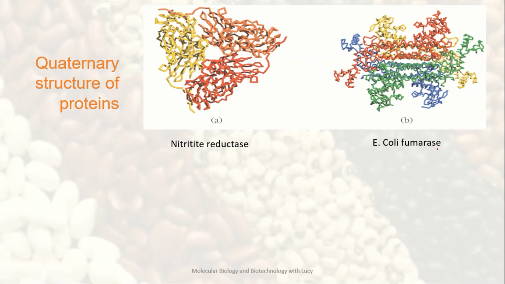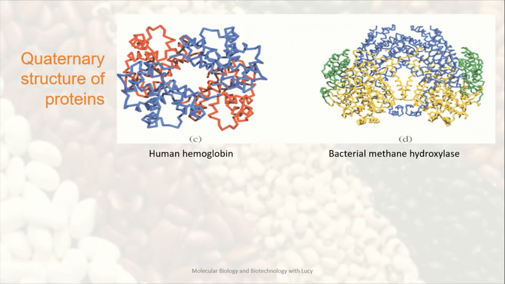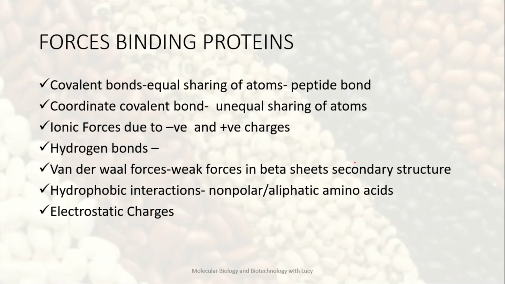Here we have the E. coli fumarase. We can see many different subunits in different colors: the first one, the second one, the third one, the fourth one. Here we have 4 subunits and here we have 3 subunits. Here we are also seeing the quaternary structure of different proteins, whether in a human or in a bacterium. These subunits can be bound using different bonds. We have covalent bonds, coordinate covalent bonds, ionic forces, hydrogen bonds, van der Waals forces, hydrophobic interactions, and also electrostatic charges.